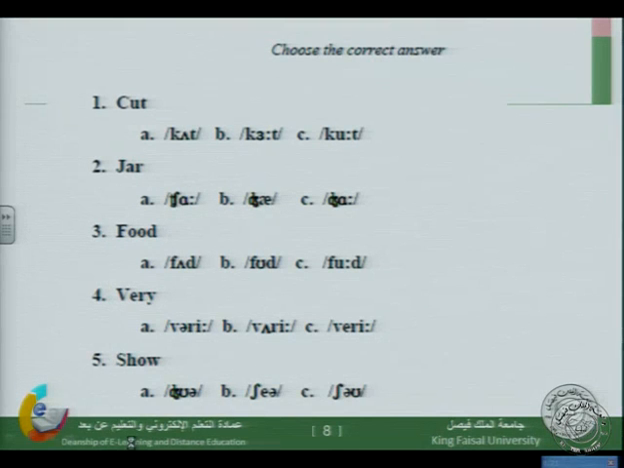Choose the correct answer. Cut. Which phonetic transcription represents the word cut? Which one has the exact form? A, B, C. Cut, curt, coot. Of course, A is the correct one. Number two, jar. A, char, jaw, and jaw, like car. So the answer is C, jar.